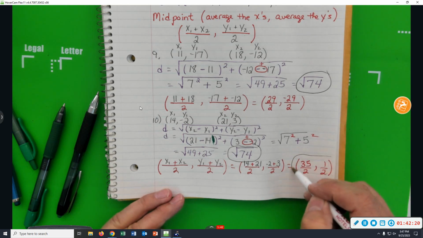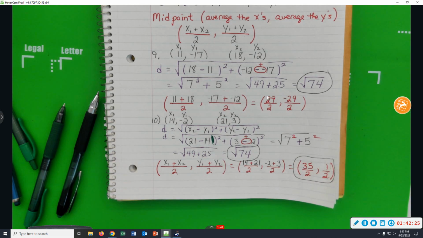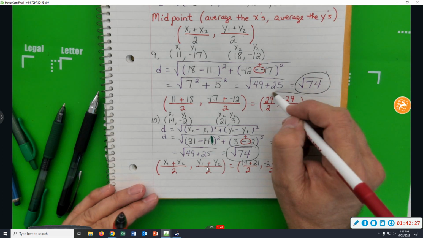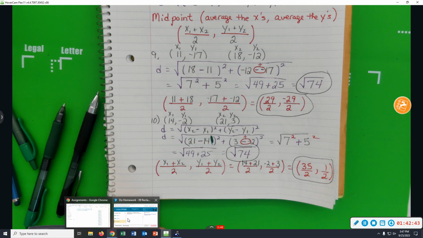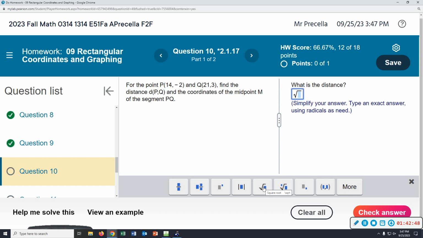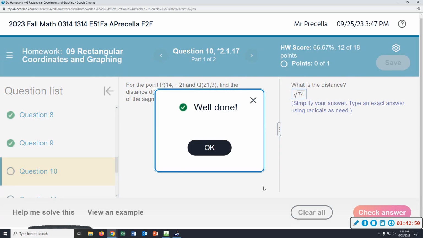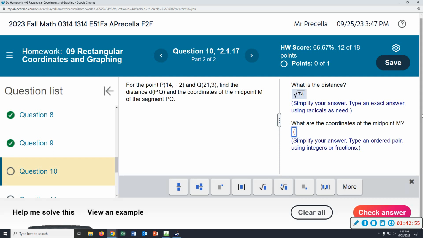So there's your answer. Circle this one at that midpoint too. It feels incomplete without boxing in that final answer. Okay, so the square root of 74 and 35 halves, comma, 1 half. It was really strange that it wound up being another 74 under there. If you look at the videos, you'll see it doesn't usually happen like that.